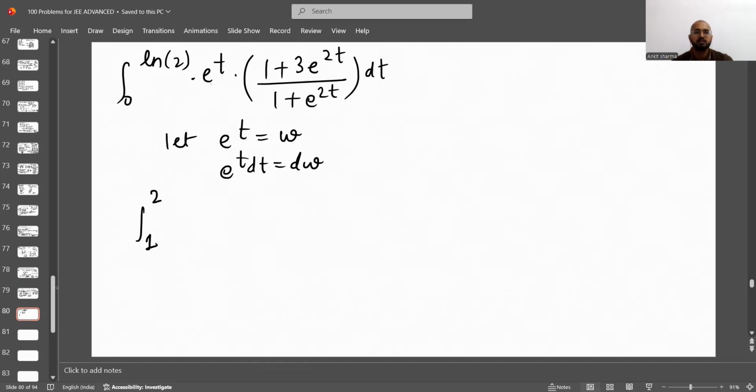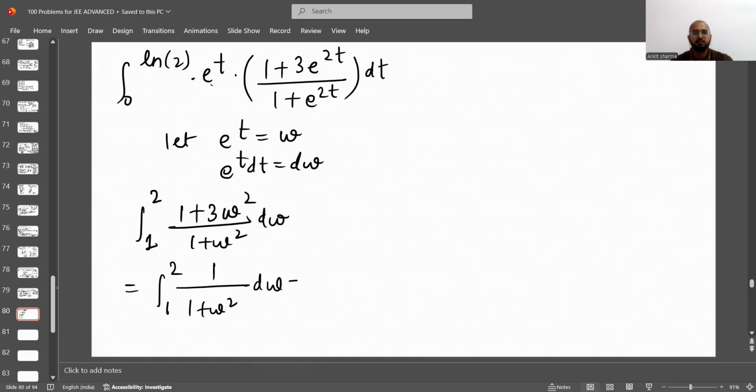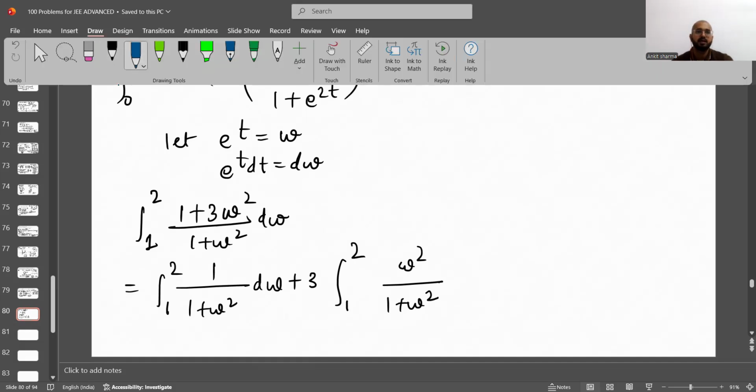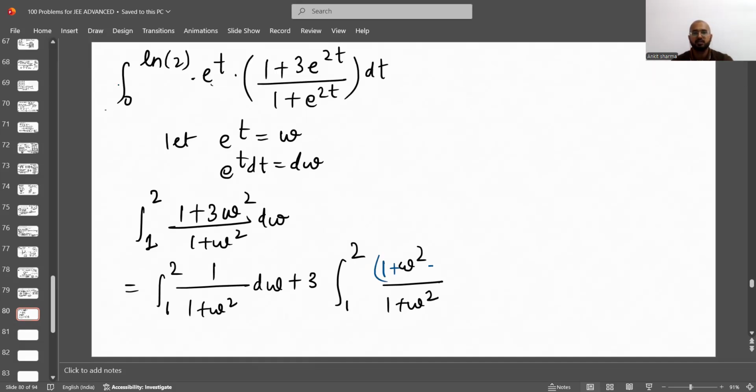So from 1 to 2, e power t dt became dw, and then this is 1 plus 3 w square over 1 plus w square dw. Now let's solve them. This I'll think of separating definitely. So from 1 to 2, 1 over 1 plus w square, and then plus 3 times the integral from 1 to 2 of w square over 1 plus w square. Now this way I can think of adding and subtracting 1, so this will be 1 plus w square minus 1.